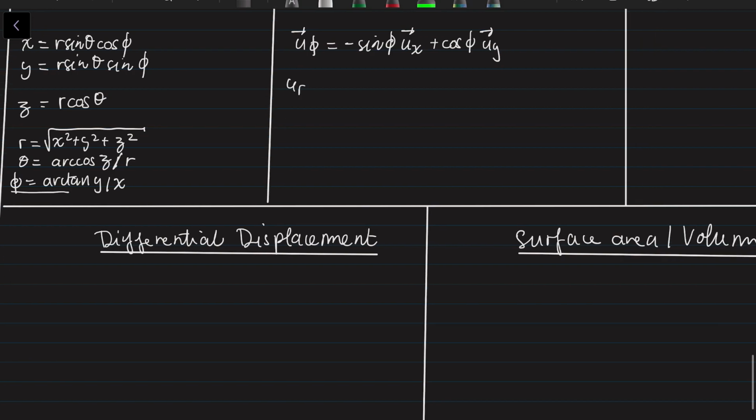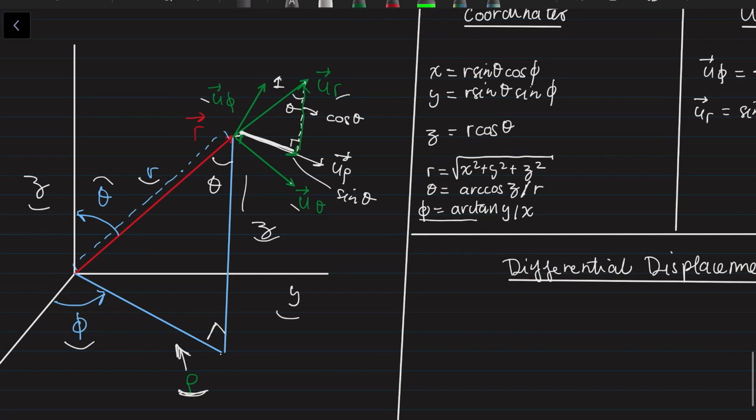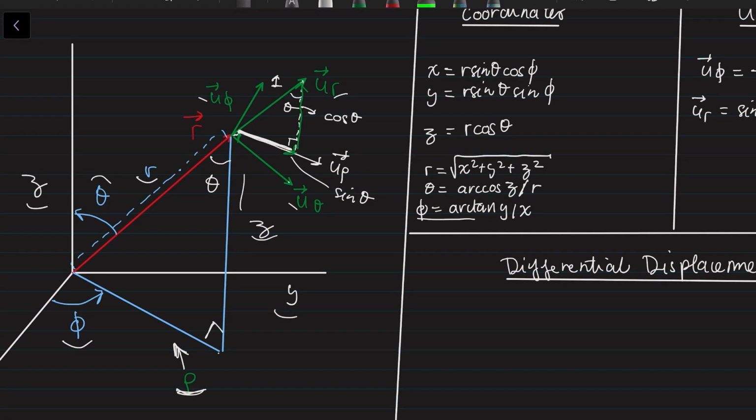So u r equals sine theta u rho, but remember u rho is cosine phi ux plus sine phi uy. So sine theta cosine phi ux plus sine theta sine phi uy, and then we're going cosine theta in the z direction. So cosine theta uz. Okay, this is my unit r vector in spherical coordinates. Okay, so now how do we find the unit theta vector?